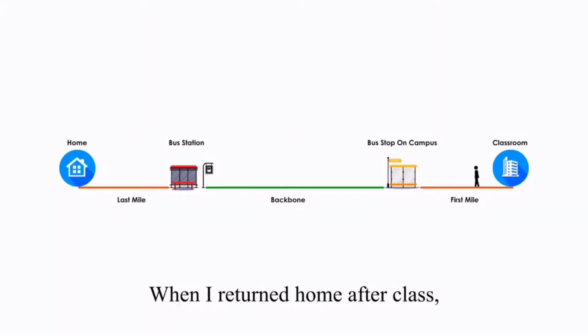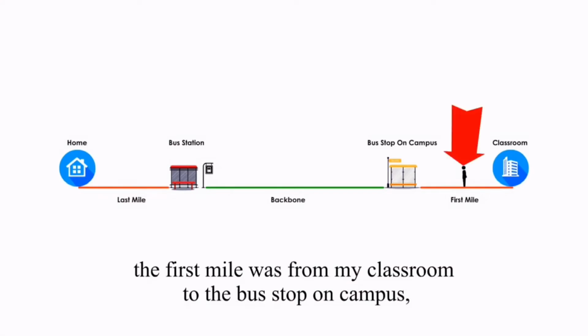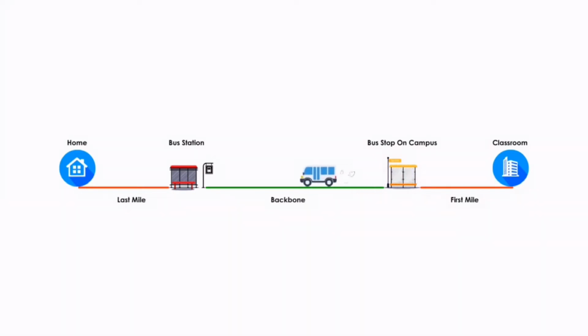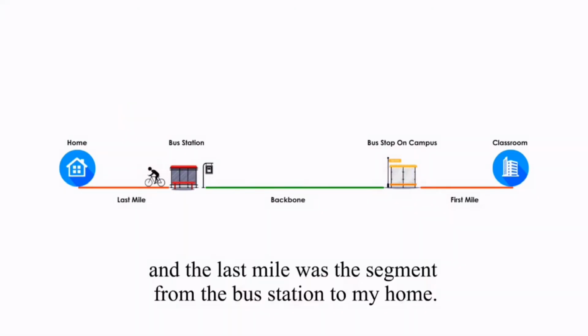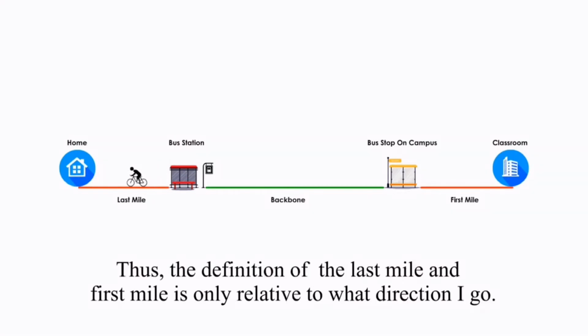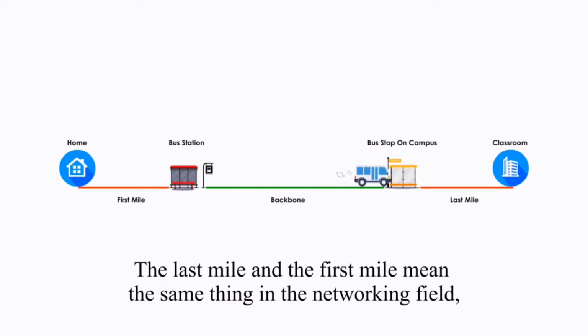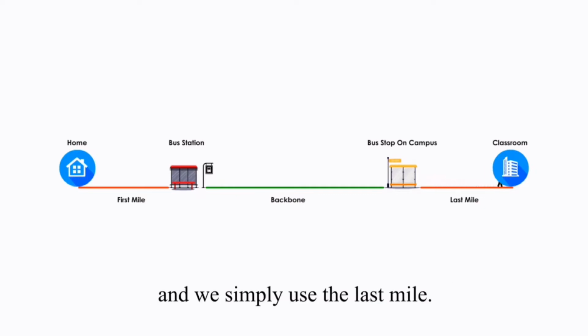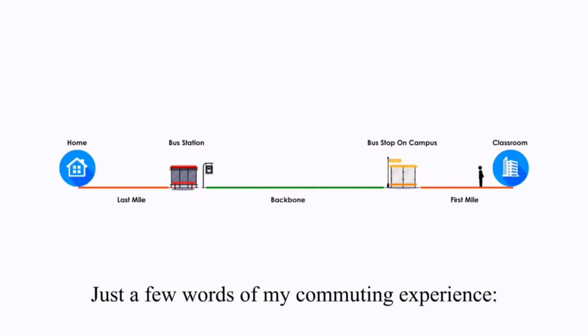When I returned home after class, the first mile was from my classroom to the bus stop on campus, and the last mile was the segment from the bus station to my home. Thus, the definition of the last mile and the first mile is only relative to what direction I go. The last mile and the first mile mean the same thing in the networking field, and we simply use the last mile.